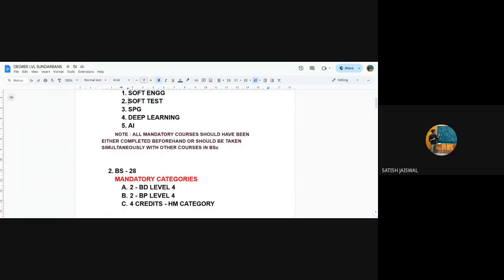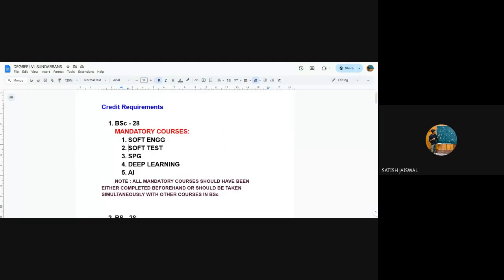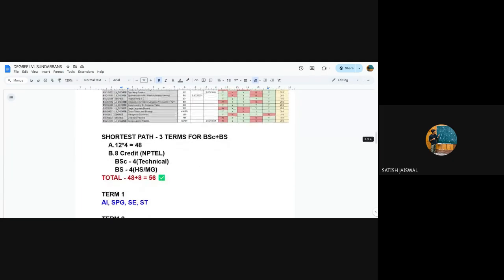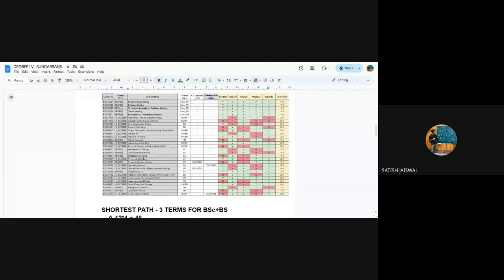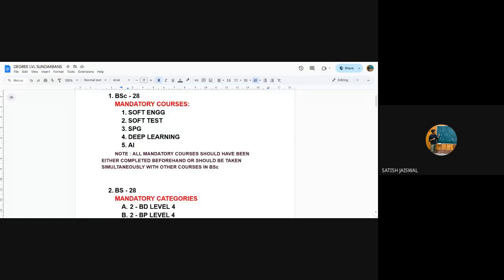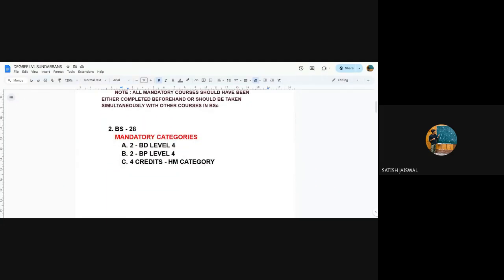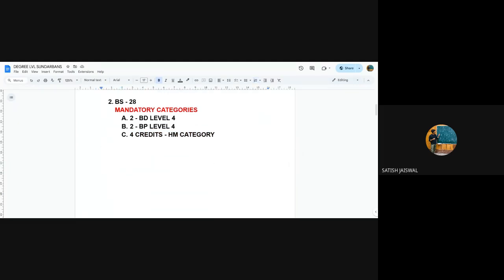So how will your credits be counted? 20 credits in the BSc level will be taken from the mandatory courses. The remaining 8 credits can be taken from this list. Okay. And in the BS level itself, two BD level courses will give you how many credits? 8 credits. Two BP level courses will give you how many credits? 8 credits. And 4 credits should be taken from the HM category. That will be a total of 20 credits.